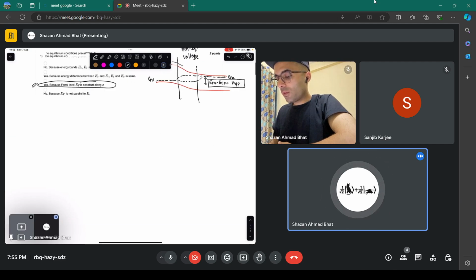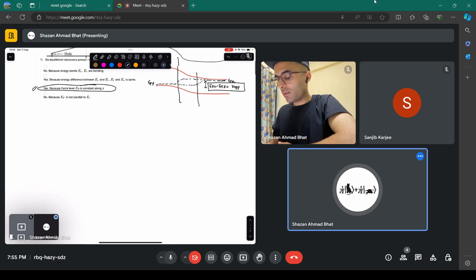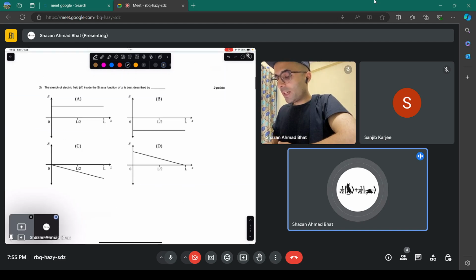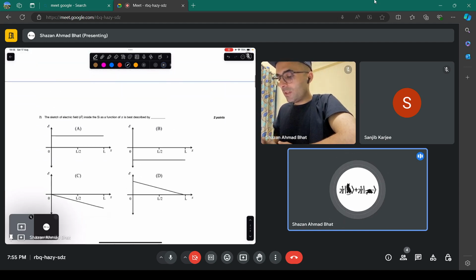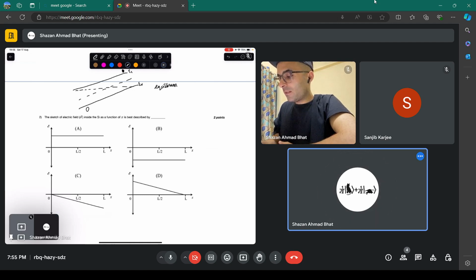Now they are asking about the same question: what is the electric field inside it? You see that he has made the Fermi level like this. There is an intrinsic level like this. This is the conduction band, this is the valence band. There is an electron, there is a hole. If it is in equilibrium, then you know that the electric field can be computed as rho over epsilon, integrated dx from x1 to x2.